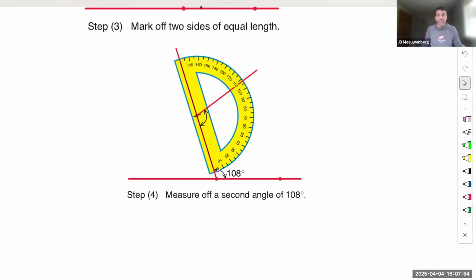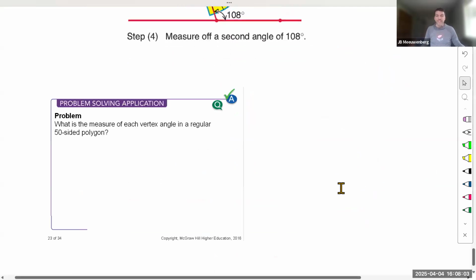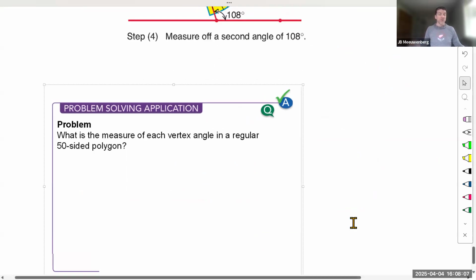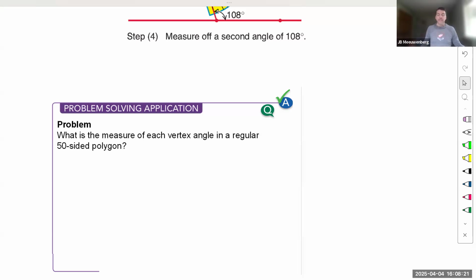And again, if you are following along on the slides, there is a problem-solving application that I would challenge you to investigate. It's: what's the measure of each vertex angle in a regular 50-sided polygon? We just did a pentagon that has 5 sides, but see if you could do that. And there are a couple other follow-up questions along with that in that slide deck.